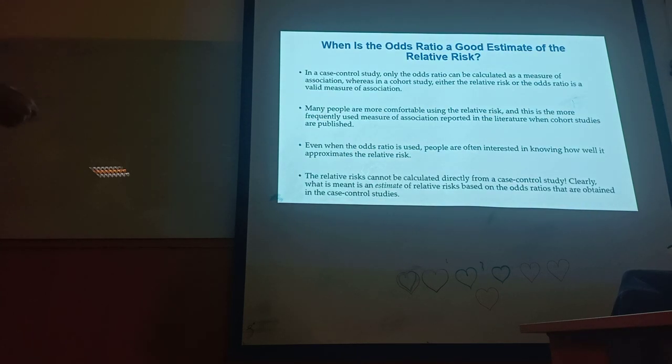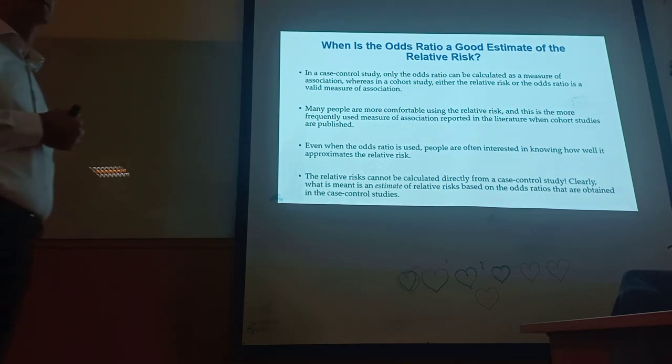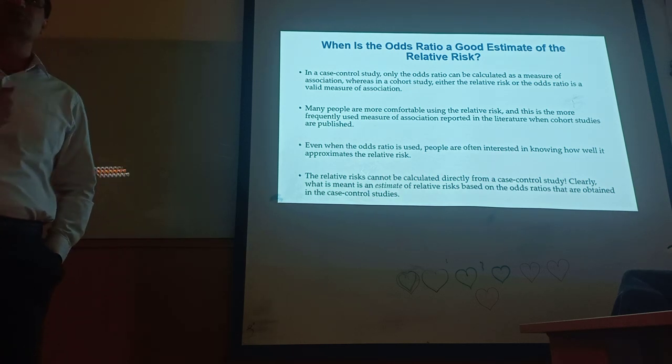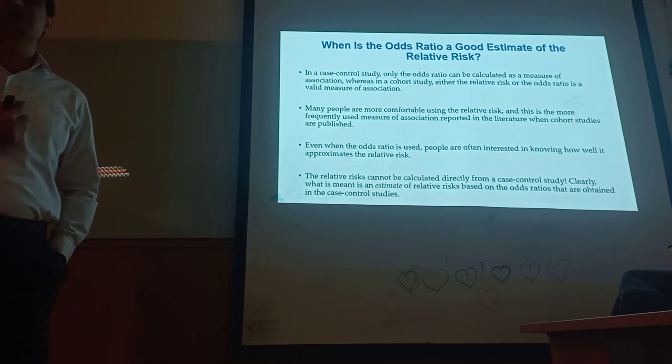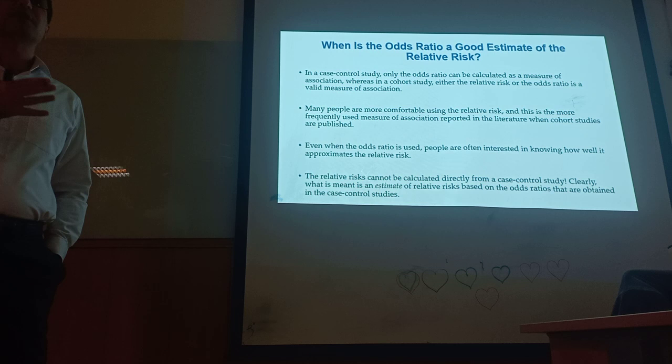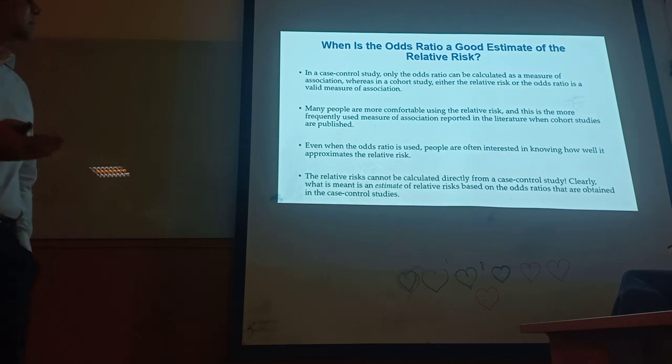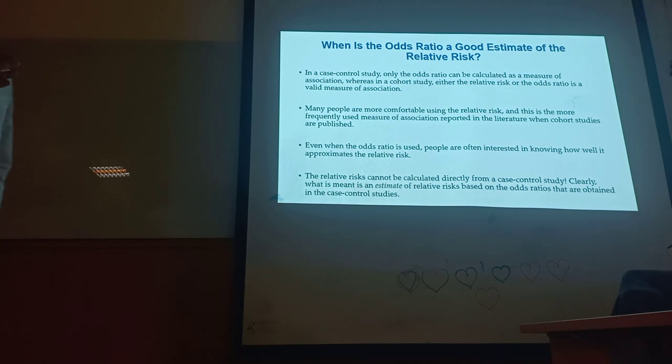When is the odds ratio a good estimate of relative risk? Because we prefer to calculate risk ratio through a cohort study, but we cannot wait 20 years to actually conduct a cohort study. So we design a case control study and calculate odds ratio instead of risk ratio. Actually, odds ratio is an estimate of risk ratio. And when is this estimate valid? When is the odds ratio a good estimate of a relative risk?